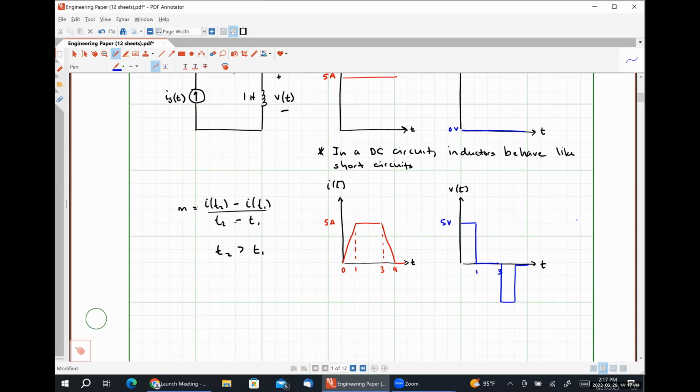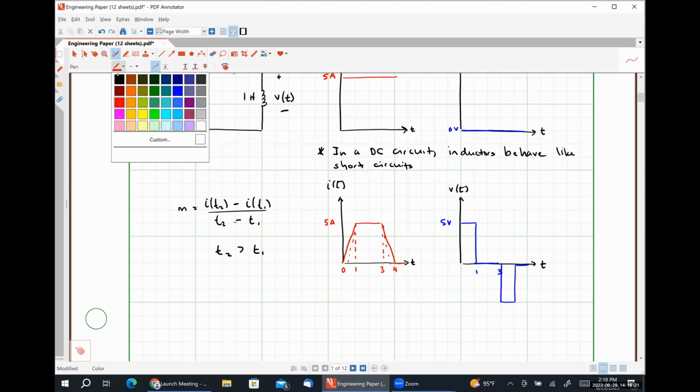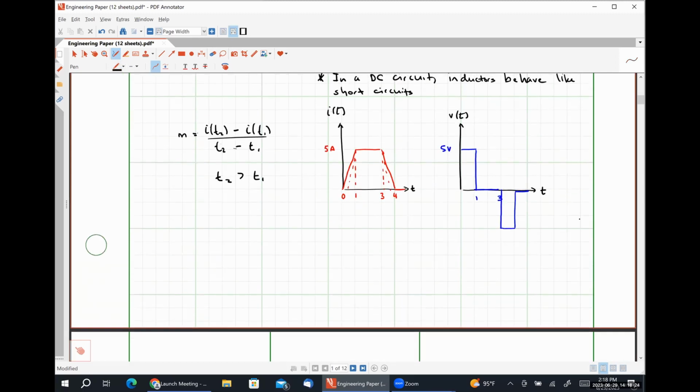So what would happen if, instead of it taking 1 second, it took half a second to go from 0 amps to 5 amps? Be 10. Right. So in half the time interval, the voltage would double. If we keep this trend up, what do you think would happen under the following circumstance?